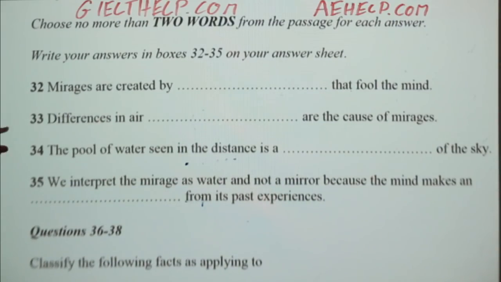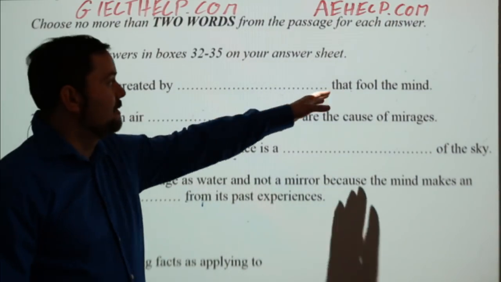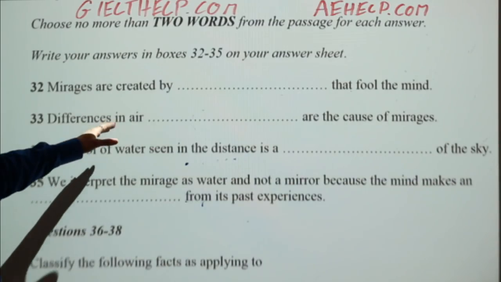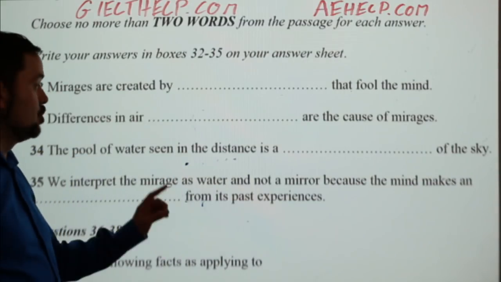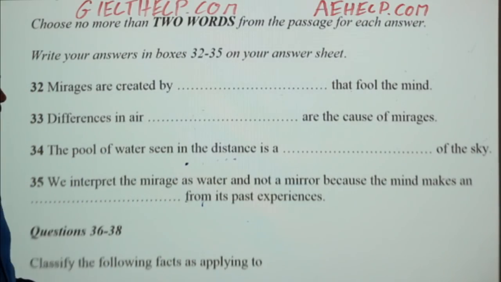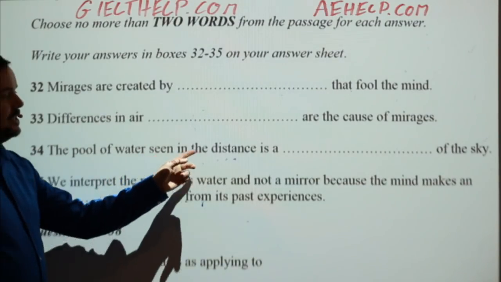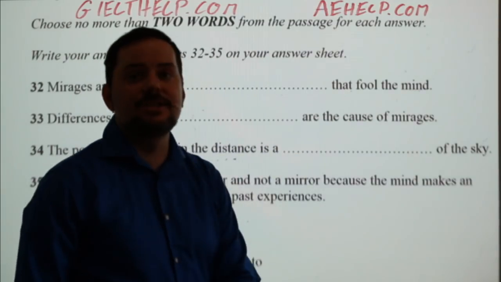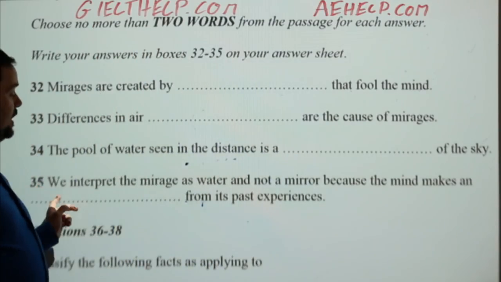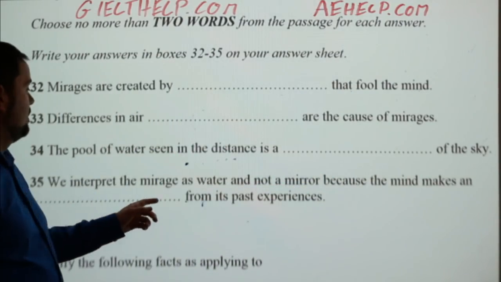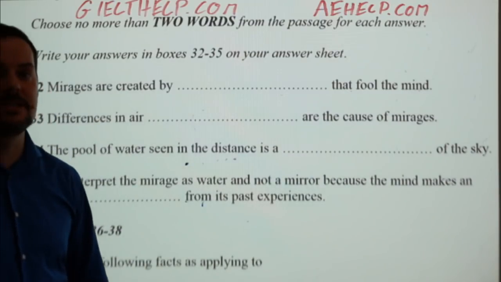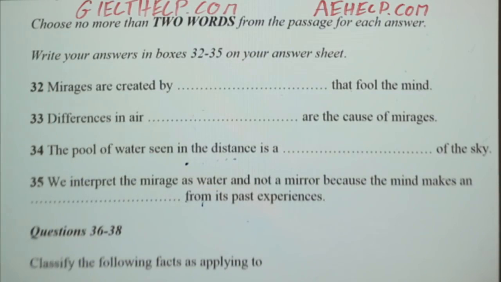So mirages are created by that fool the mind. Differences in air are the cause of mirages. So repeat these as I'm saying them. You should read these because it's information that's in the passage. Just repeat after me. 34. The pool of water seen in the distance is of the sky. We interpret the mirage as water and not a mirror because the mind makes from its past experience. Notice that that is connected to what I explored in the beginning. Okay, so we read those ones.